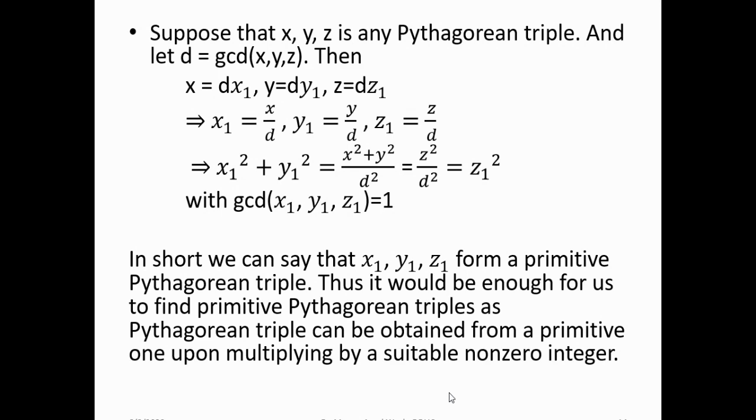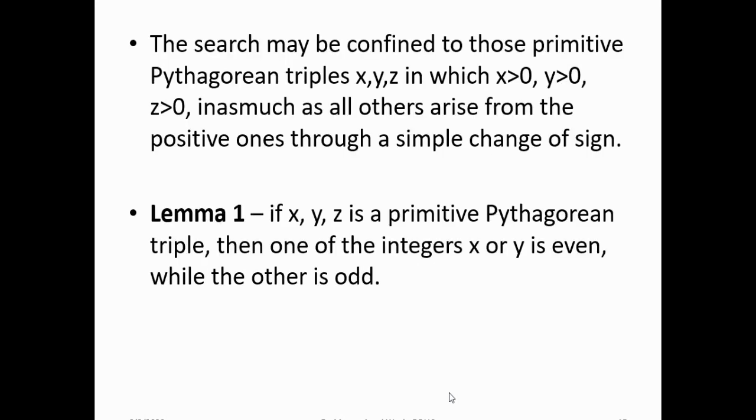Thus, it would be enough for us to find primitive Pythagorean triples, as a Pythagorean triple can be obtained from a primitive one once we multiply it with a suitable non-zero integer. So we are going to see primitive Pythagorean triples. The search may be confined to those primitive Pythagorean triples x, y, z in which x, y, z all are positive, inasmuch as all others arise from the positive ones through a simple change of sign. So we are going to see when x, y, z all are greater than 0.